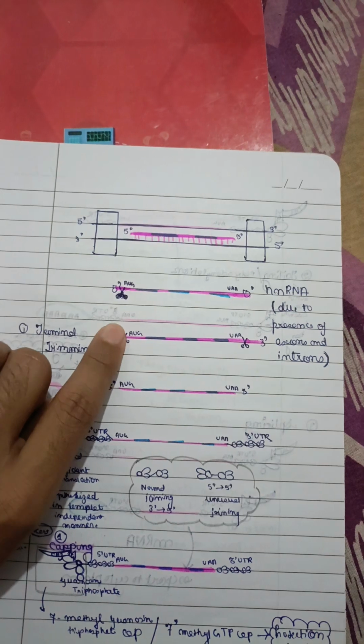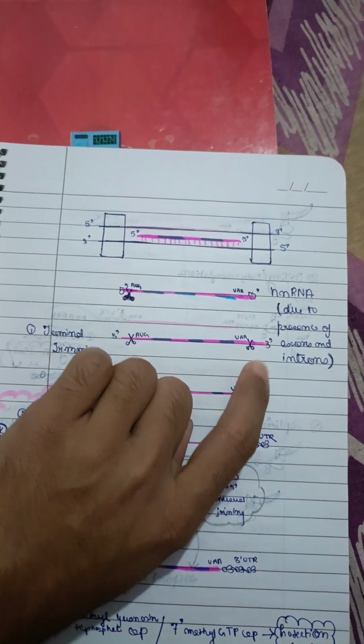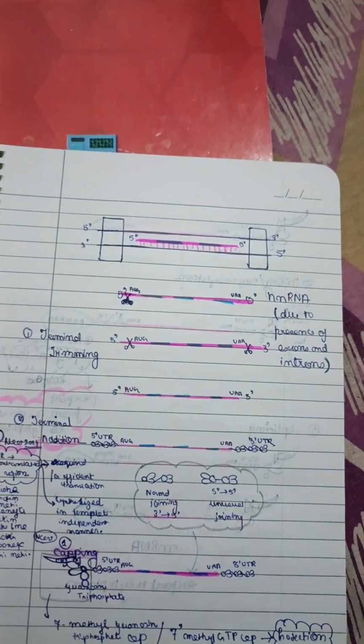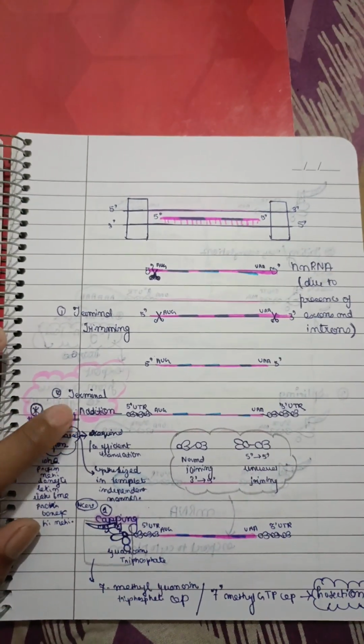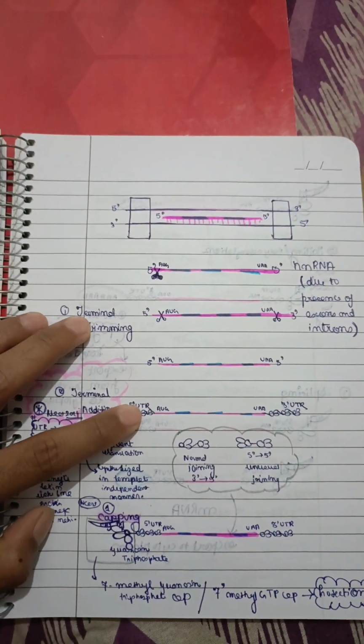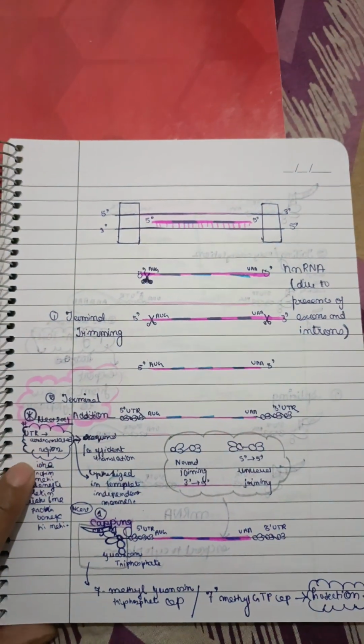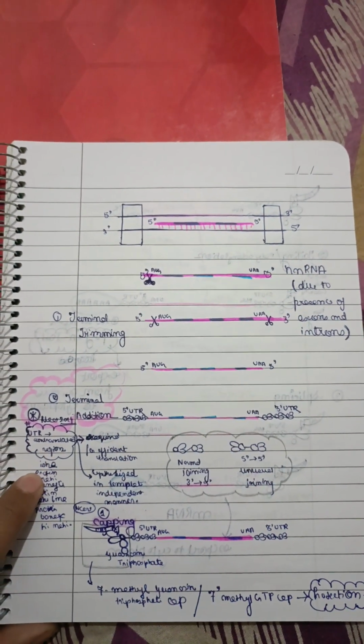Now first, initially the extra part that is present will first be terminated. So it is called terminal trimming. They trim the terminal, the extra part. Okay, next there is a terminal addition part. It is a 5' UTR and 3' UTR, the non-translated regions, that are added.